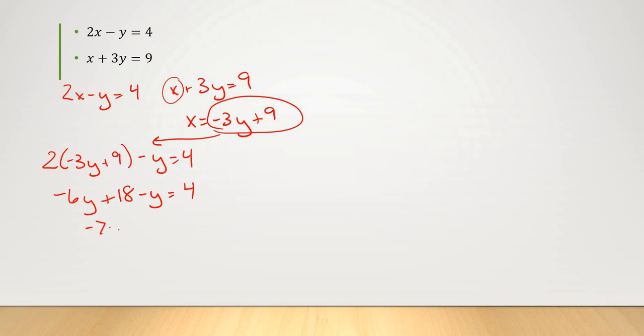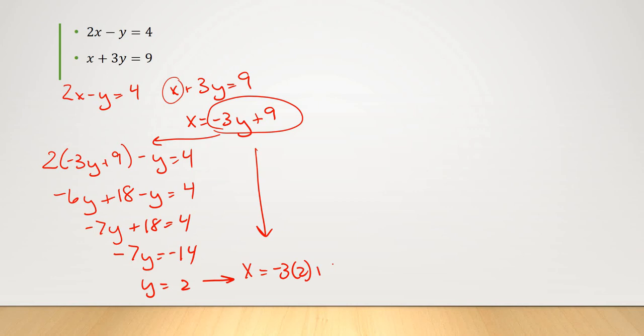Combining my like terms and then subtracting 18 from both sides, I get y equals 2. I'm going to put this back into this side. X is, bringing this one down, negative 3 times 2 plus 9, so x equals 3. So my solution here is 3, 2.